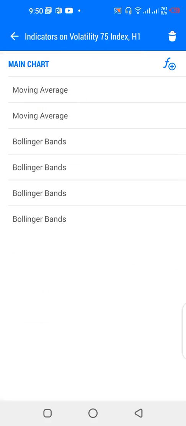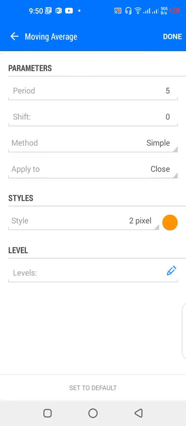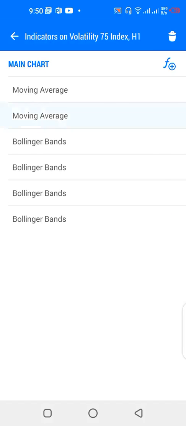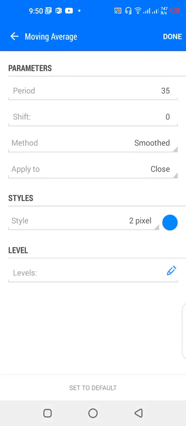For the 1 hour time frame, you have moving average, 5 period, shift is 0, method is simple, apply to close, color is orange. You have another moving average, period is 35, shift is 0, method is smoothed, apply to close, color is blue. And then you have Bollinger Bands, 340 period, deviation is 2.0, shift is 0, apply to close, color is purple.